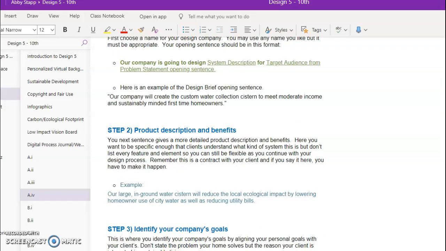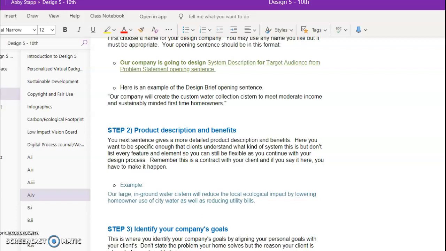Step two, product description and benefits. Again, that product description is going to be your system. You can look back at A1 to see what benefits your client wanted and that you thought a sustainable house would help with. Now, what benefits will your system in particular help your client with, and what are their goals? I gave you an example sentence here.